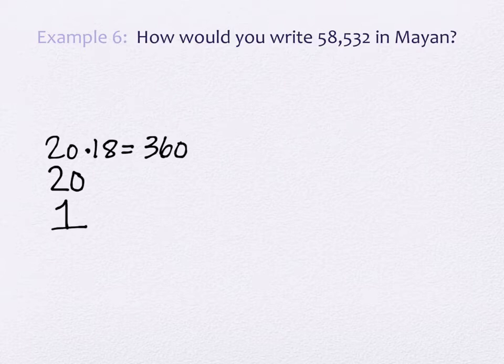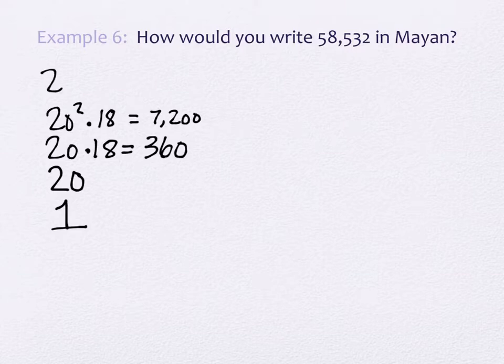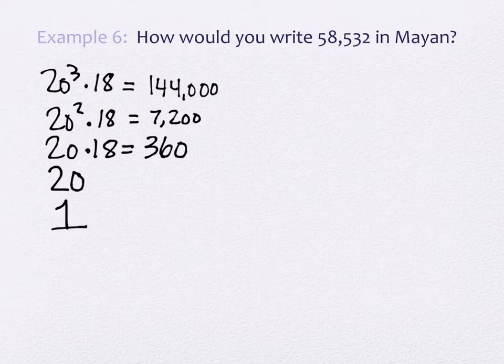And then we do powers of 20. So we do 20 squared times 18, which would give me 7,200. If I do 20 cubed times 18, I get 144,000. And there's no need to go any bigger because 144,000 is bigger than the 58,000 I'm working with. Okay? So as you're taking a look at this, we only need the place values that are smaller than our numeral that we're working with, 58,532.